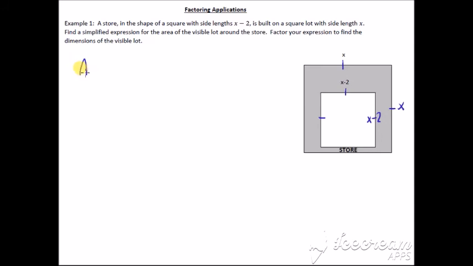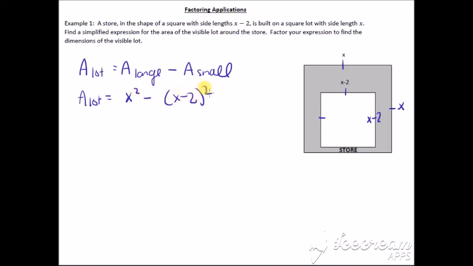So the area of the gray, okay, so the area of the lot is actually going to be the area of the large square minus the area of the small square. So the area of the lot is going to be x times x, so x squared, minus x minus 2 squared. So when we're looking at this, we can identify that this is difference of squares already.